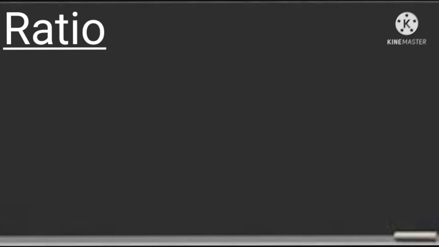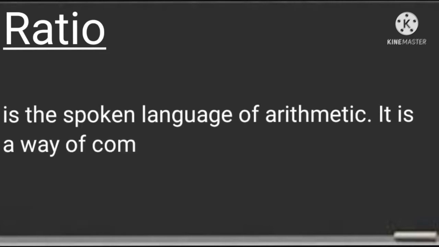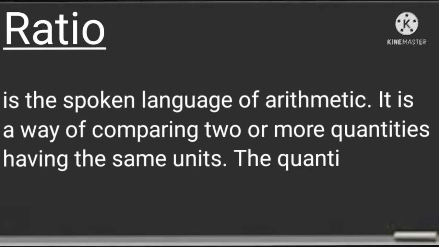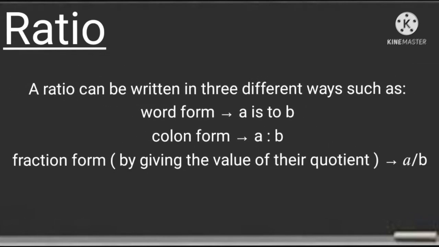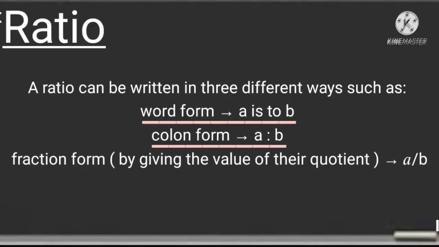Let's proceed to ratio. Ratio is the spoken language of arithmetic. It is a way of comparing two or more quantities having the same units. The quantities may be separate entities or may be different parts of a whole. A ratio can be written in three different ways, such as word form, which is A is to B. We have the column form, A:B. This is written this way. Then fraction form, by giving the value of their quotient, and this is how it is to be written.